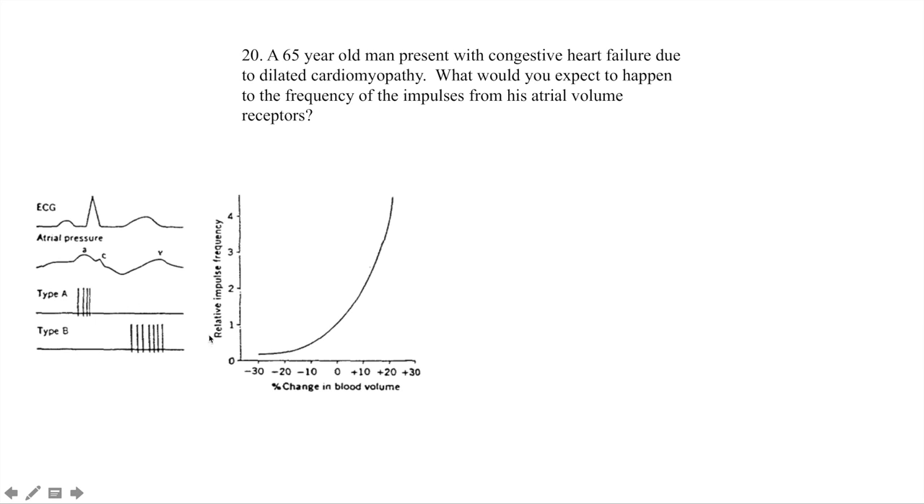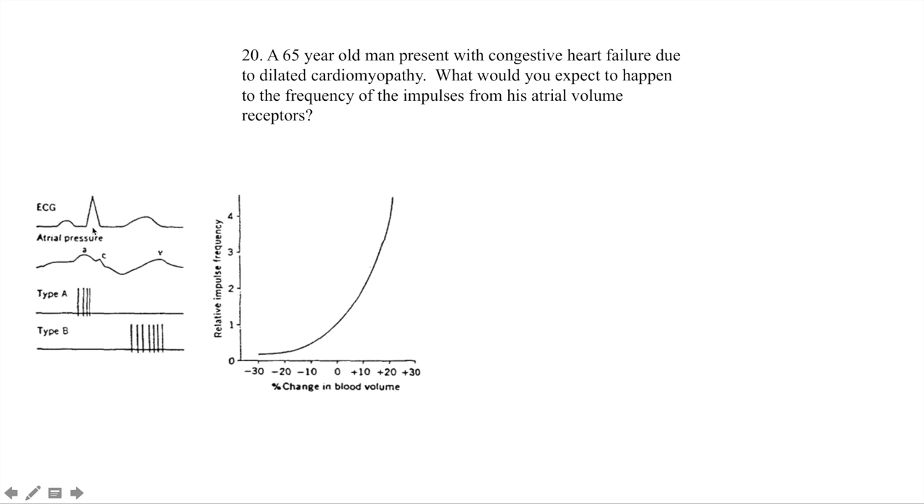So you have two kinds of atrial volume receptors. Type A tend to respond to stretch. So here's your ECG, here's your P wave, and here's the increase in atrial pressure that follows that, and that's when your type A tend to fire. Your type B tend to fire with stretch.